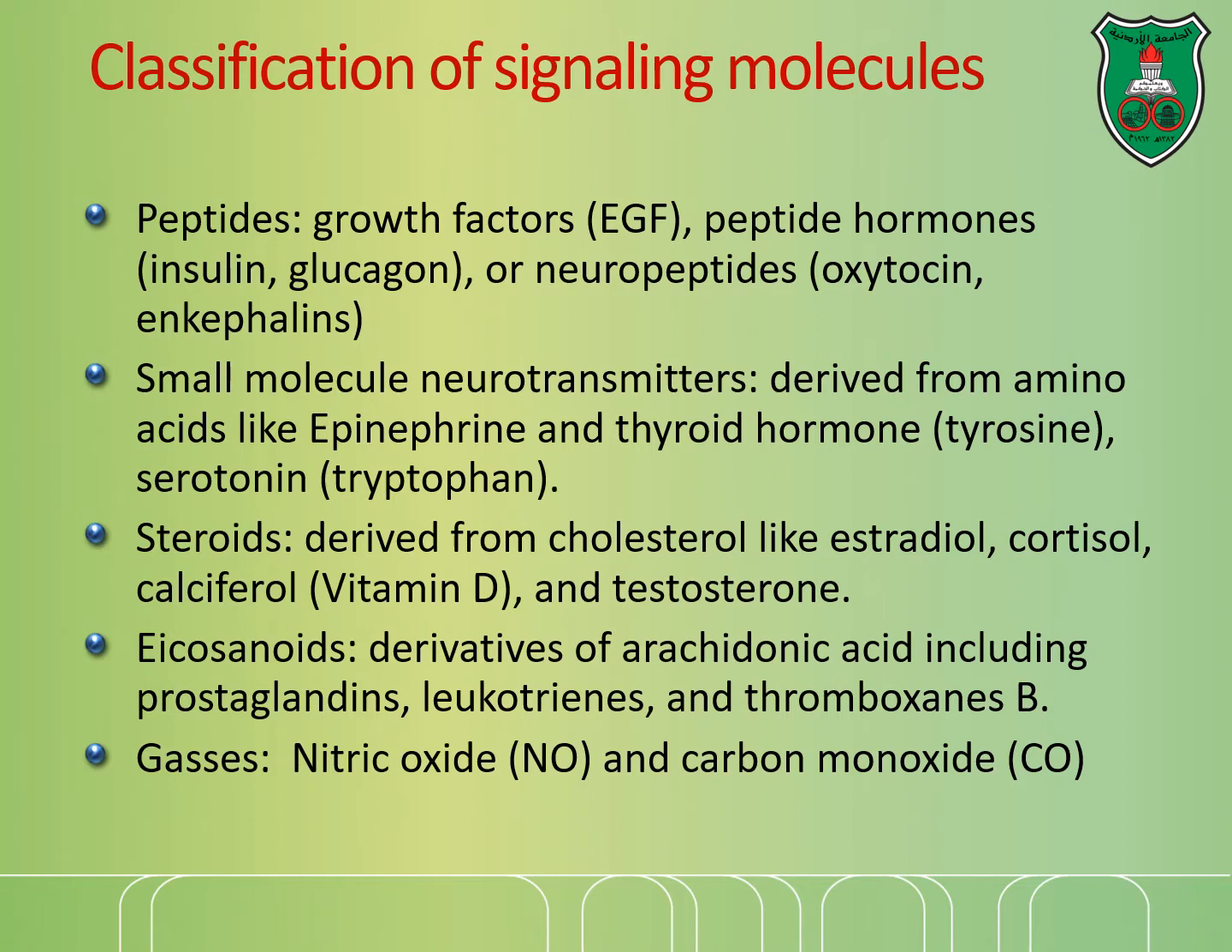Then we have steroids as well. These are small lipophilic molecules that are derived from cholesterol, and examples include estradiol, cortisol, testosterone, and so on. Then we have eicosanoids. Eicosanoids are derivatives of arachidonic acid, like prostaglandins, leukotrienes, and thromboxanes. Finally, we have gases, small molecules with a very short half-life, and that would include nitric oxide and carbon monoxide.